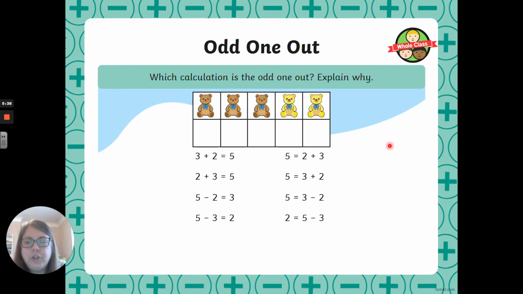This time we're just going to move on to looking at the odd one out, just to make sure that you can definitely spot when a calculation is incorrect. And it is a little bit tricky, so we've got to pay attention. So let's have a look.